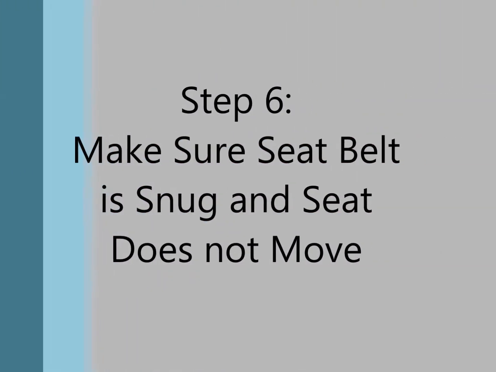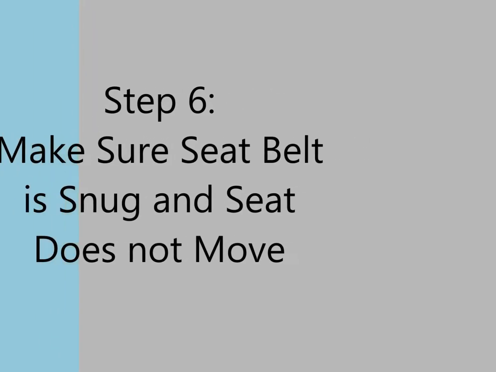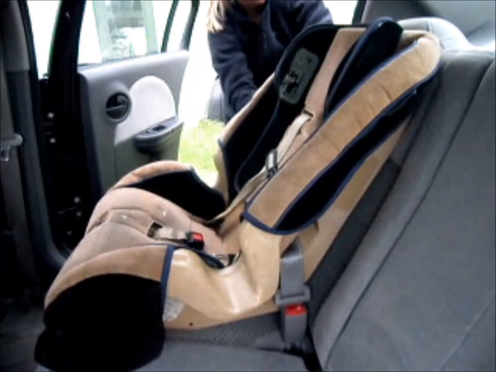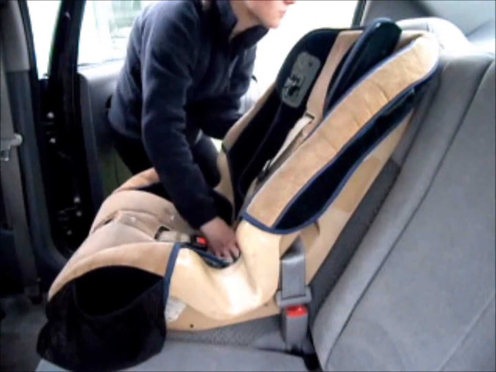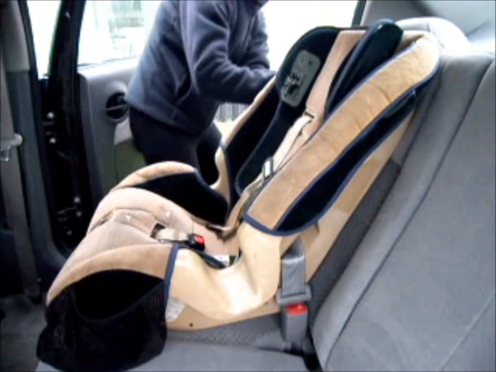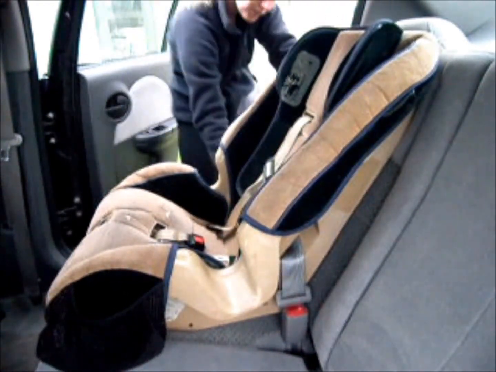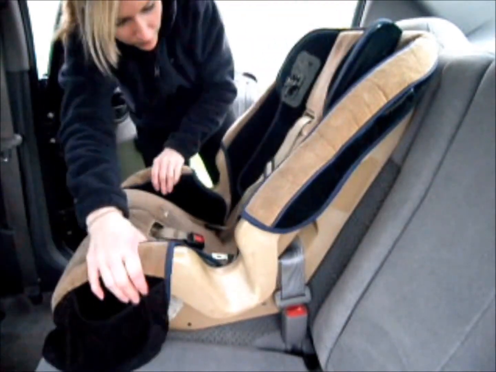Step 6. Check to make sure the child's seat does not slide or move in any direction. Do this by trying to push or pull the seat in multiple directions with a moderate force. If the seat moves an inch or more in any direction, tighten the seatbelt more or start over.